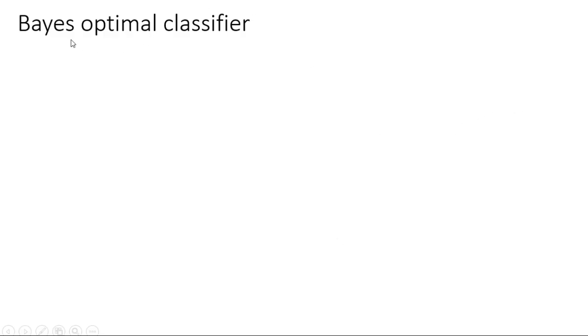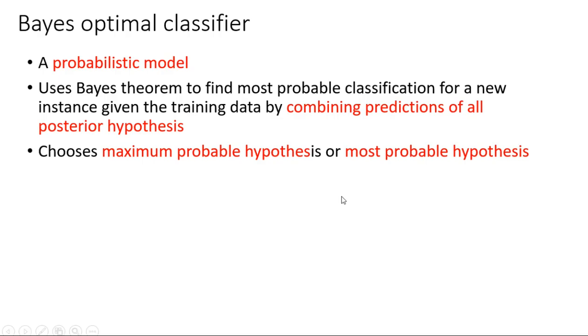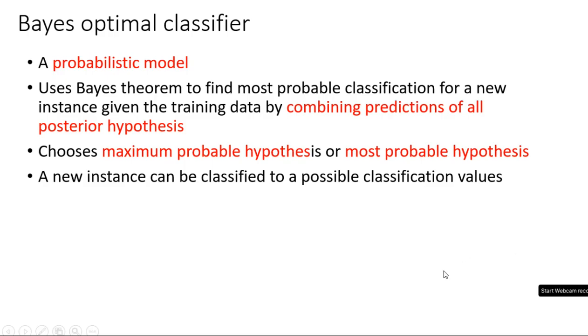There is one more classifier called the Bayes optimal classifier. This is also a probabilistic model, where we find the most probable classification for given test data. We combine the predictions of all the posterior hypotheses and from that we choose the most probable hypothesis. Given a new instance or test data, we classify using this formula.